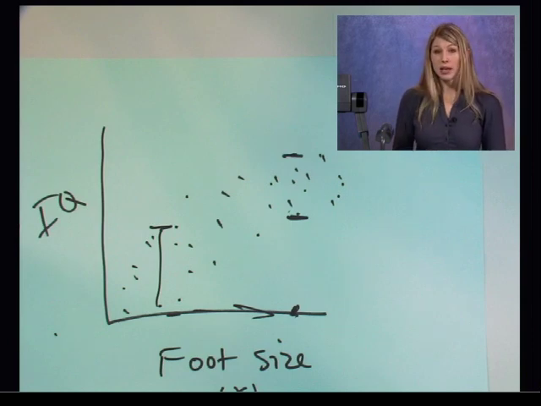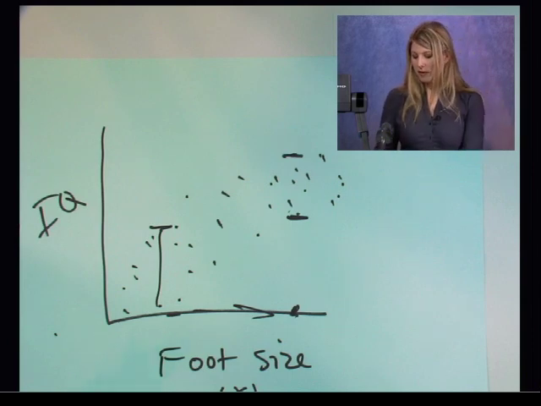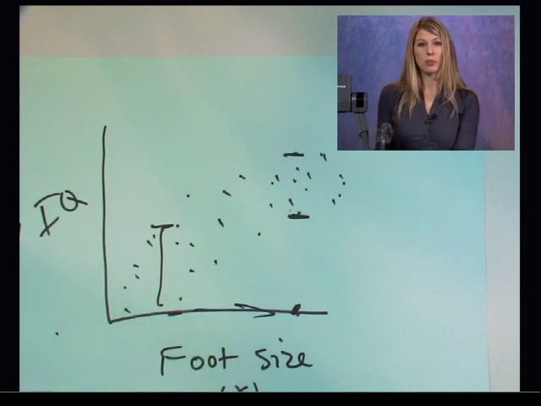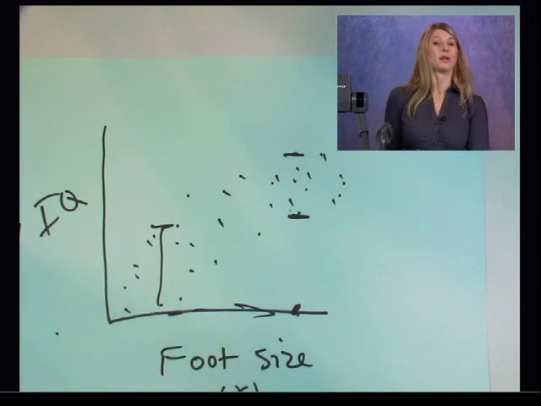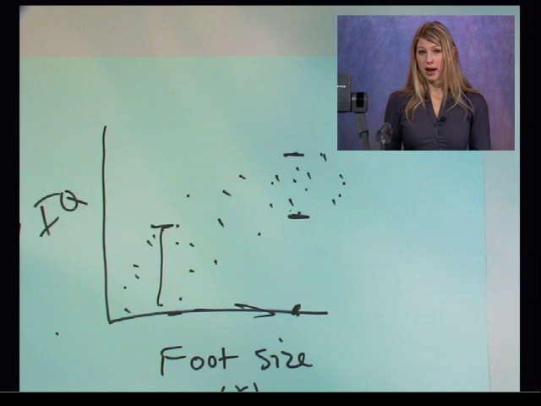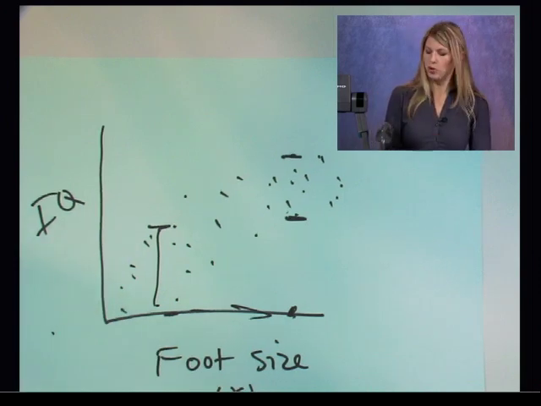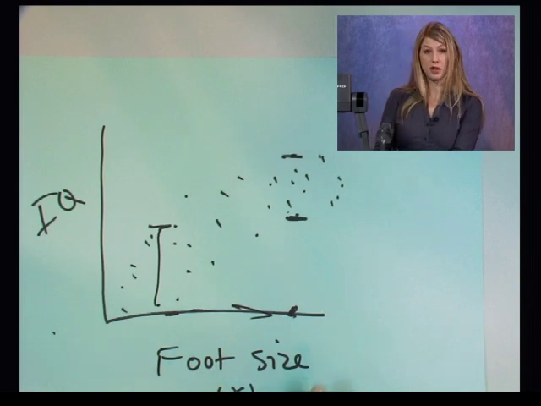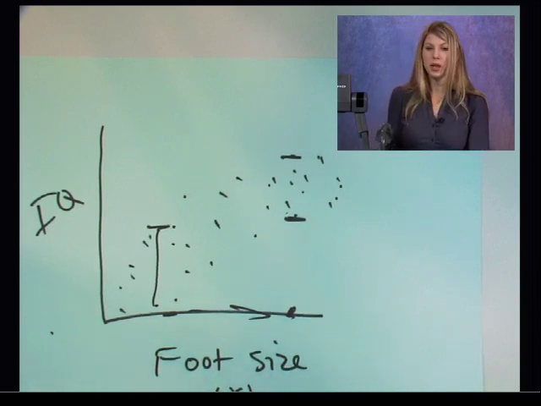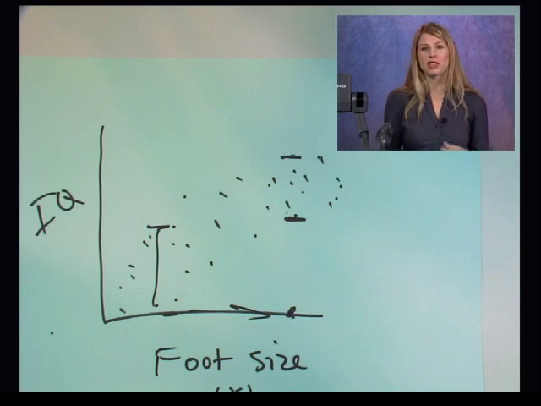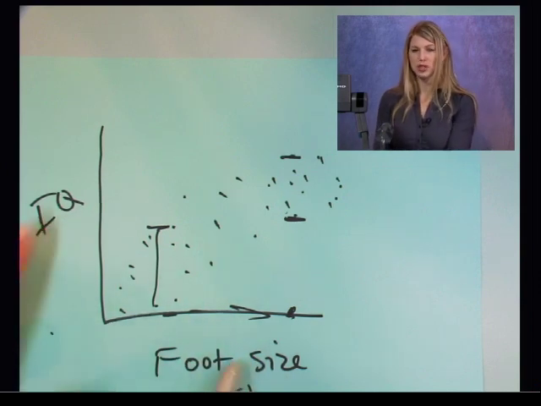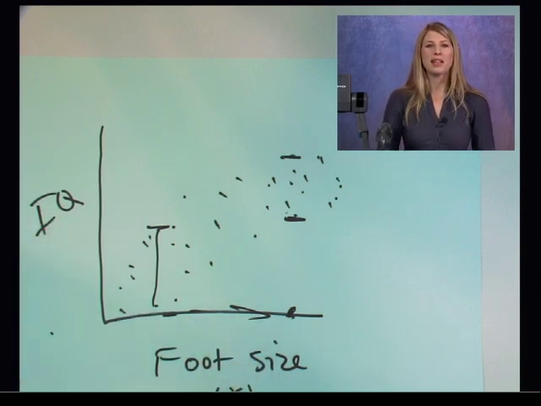Now, does that mean that having large feet causes you to be smart? What do you think? Perhaps. What about having a high IQ? Could it be that if you're smart, you eat good food and that makes you grow and have large feet? Possible? Can anyone think of a different explanation for this relationship between these two variables? Can you think of anything? Think about it for a minute.